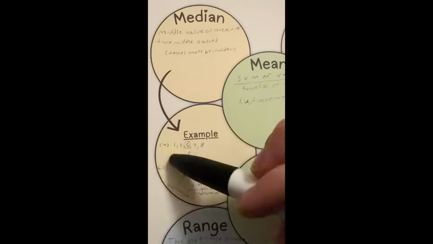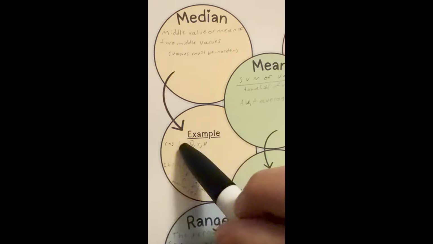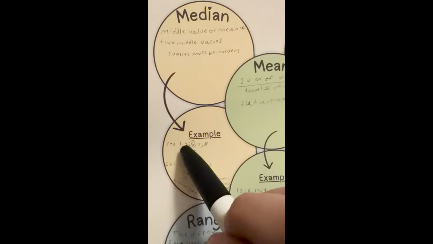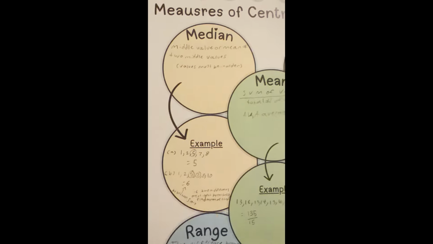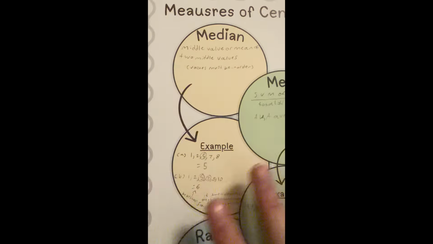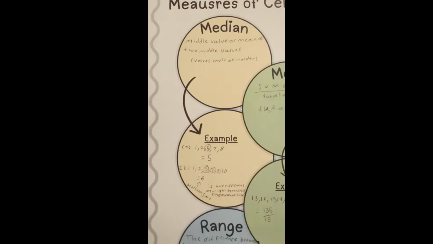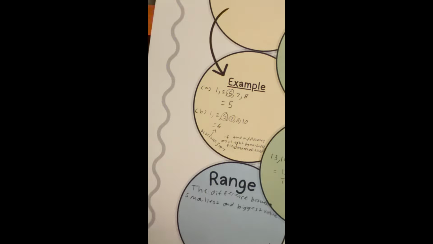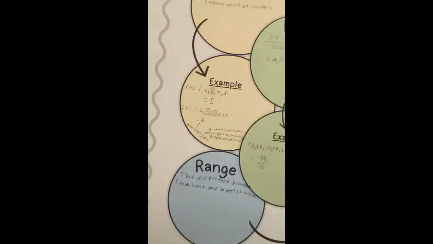Although because it's a very small set of numbers, you can very clearly see that it's 5, but with larger sets, you will have to do more work.